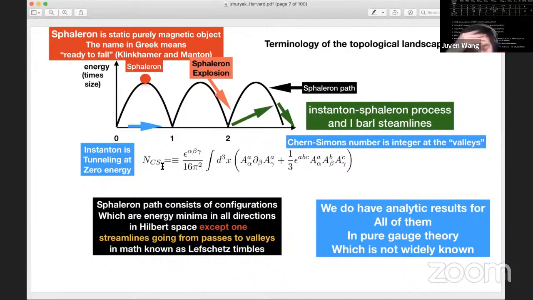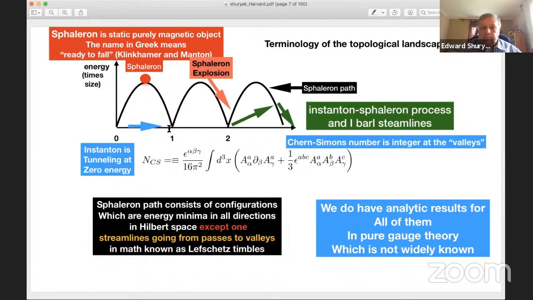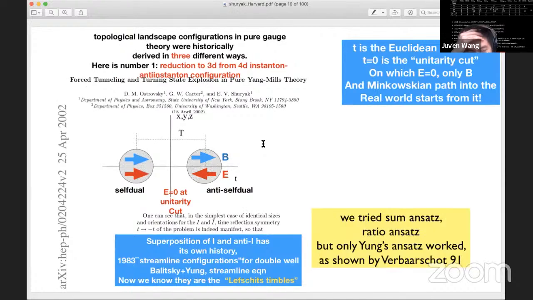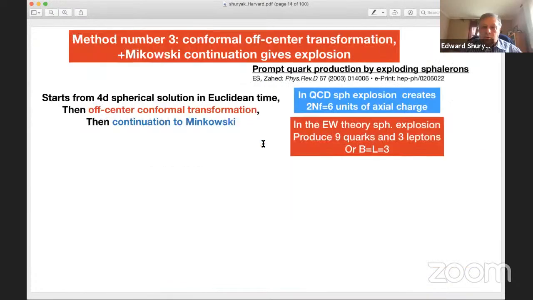In other words, you can either tunnel through the mountain or go up the mountain and then down, or you can tunnel part of the mountain and then go down. All these processes can be described, and they may happen. So I describe two, and I quickly mention the third.